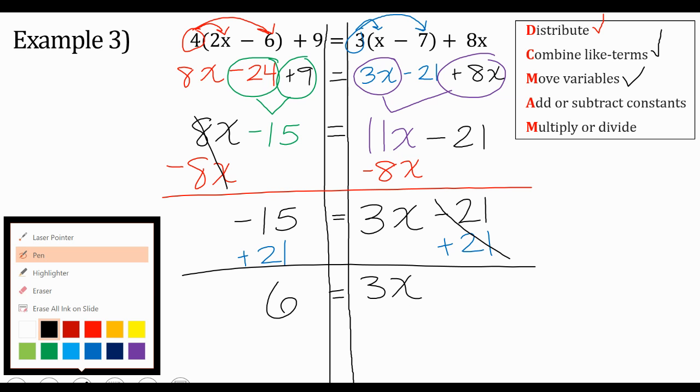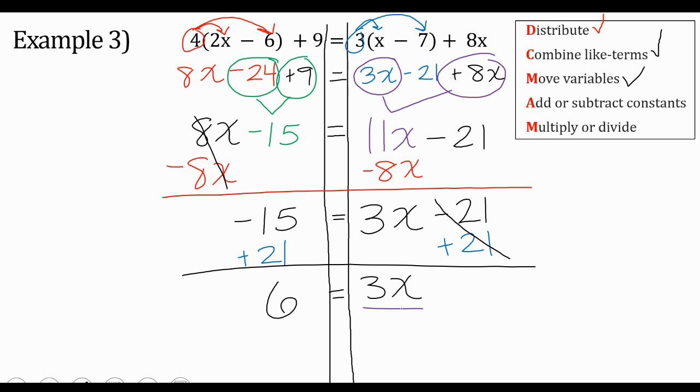And the last step here, multiply or divide. We are going to divide by 3 on both sides. 6 divided by 3 is 2. These 3's cancel, so we get 2 is equal to x. Let me just make that look a little bit more like an x. Okay. So we did these last 2 steps.